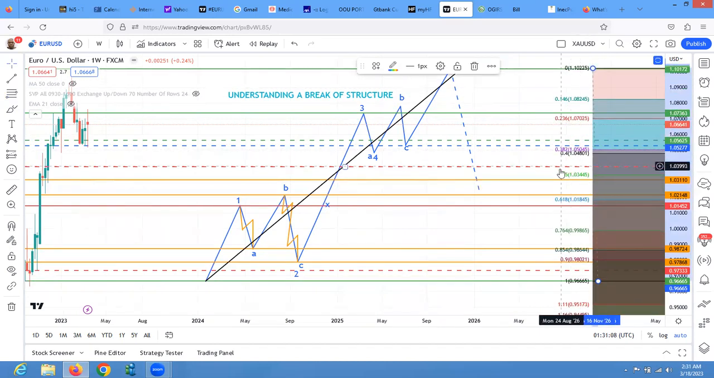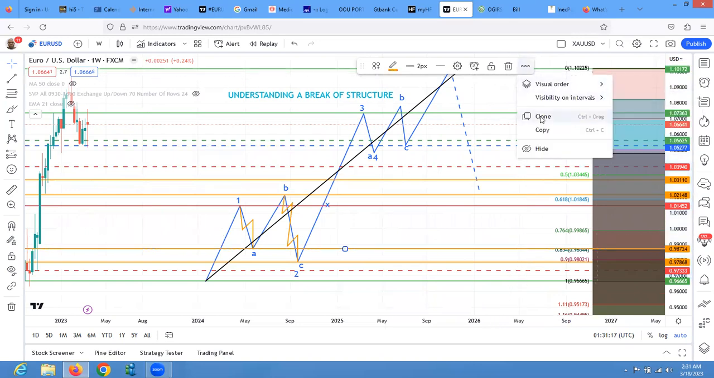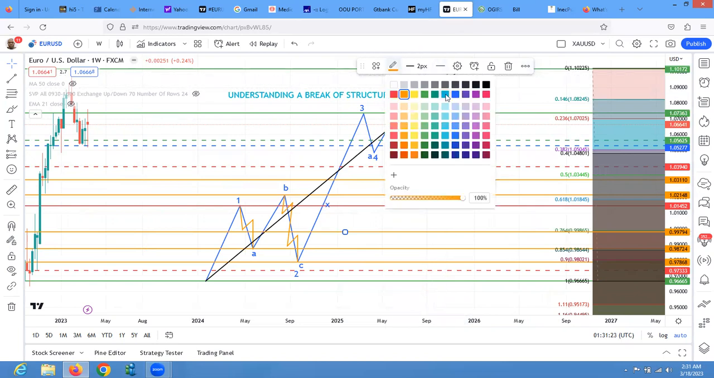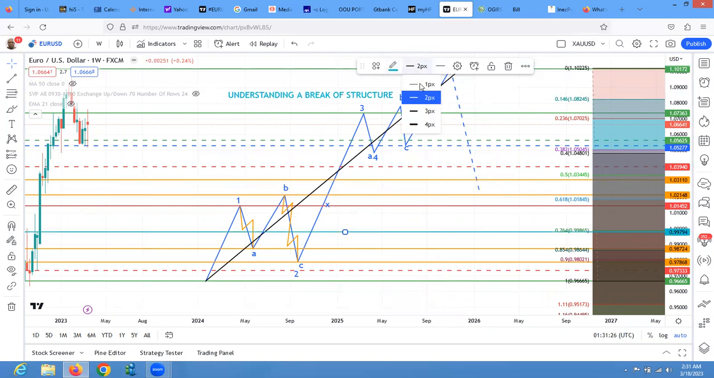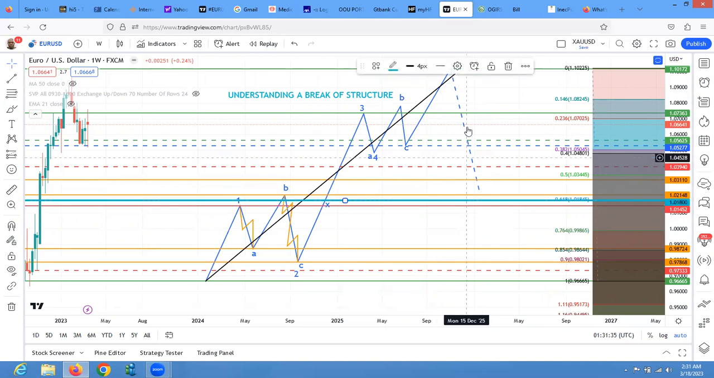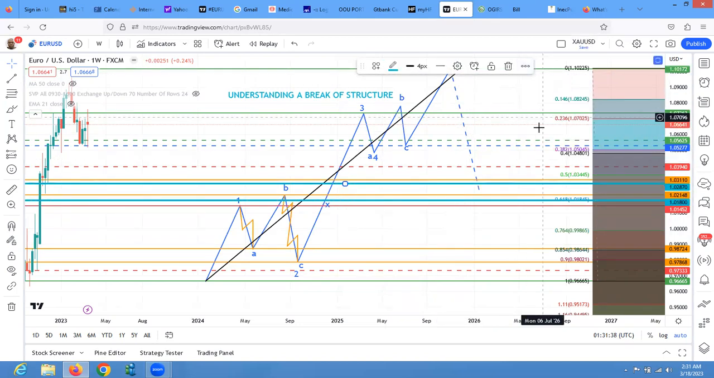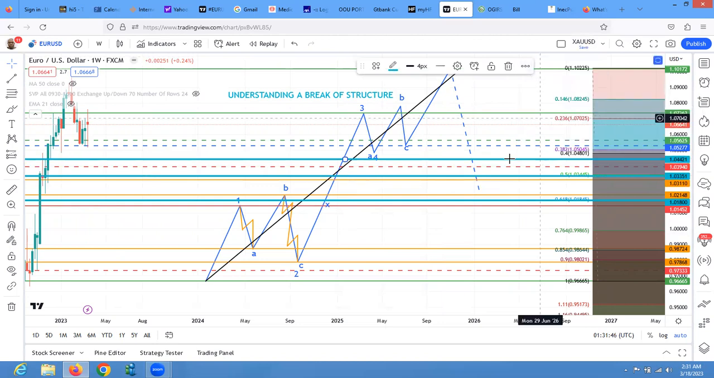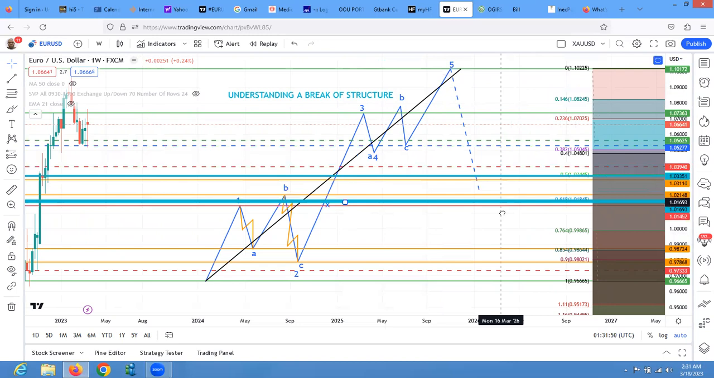So your correction now, for price to turn further up, will most of the time be between, let me use this blue, here, which is 61.8, at least a 50. Of course, it can go as deep as 76.